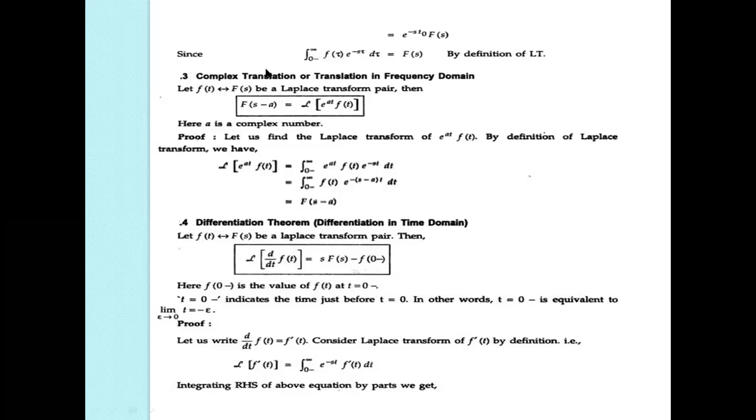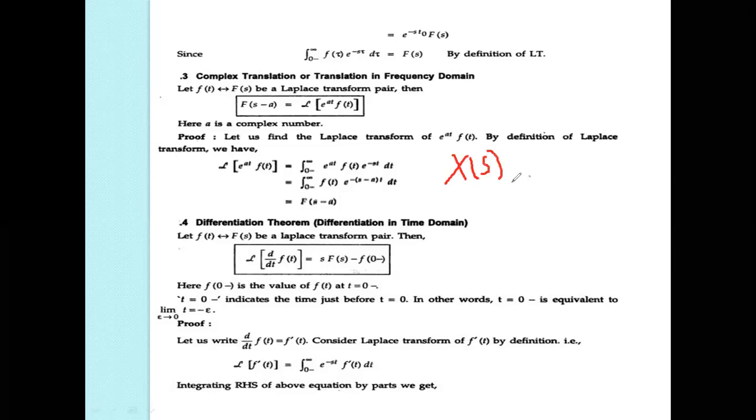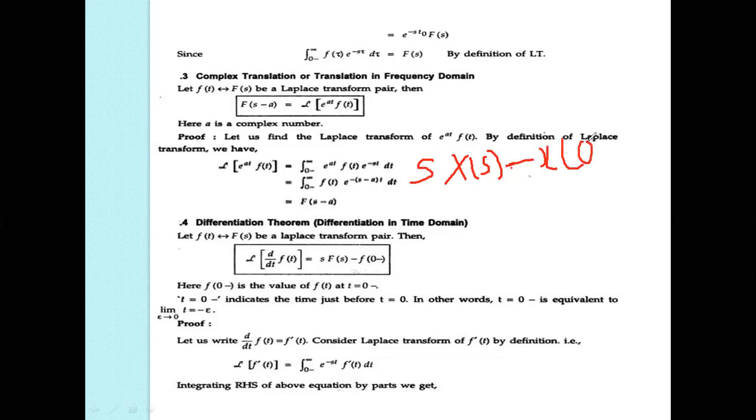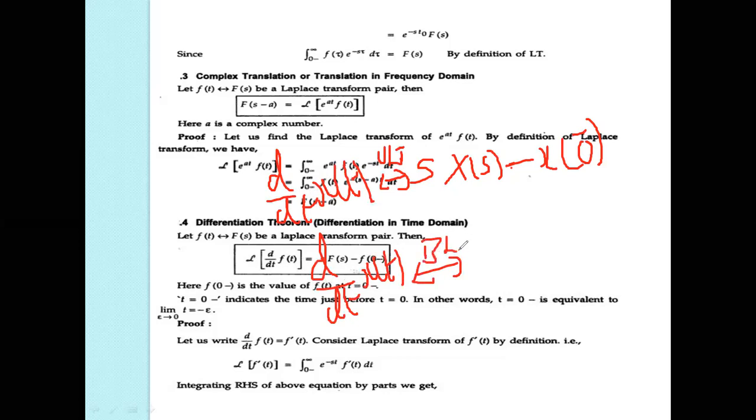What is the difference here? For the unilateral Laplace transform, the transform of d by dt of x of t is s into X of s minus x of 0 minus. For bilateral Laplace transformation, the derivative of the time domain function is s into X of s only. Since for unilateral, the limits are from 0 minus, the integral of x of t e power minus st dt is the definition of a unilateral Laplace transformation.